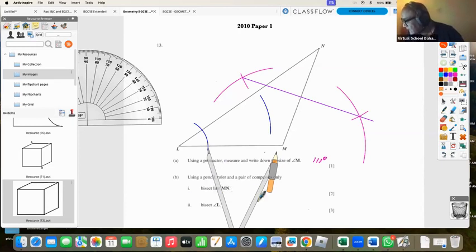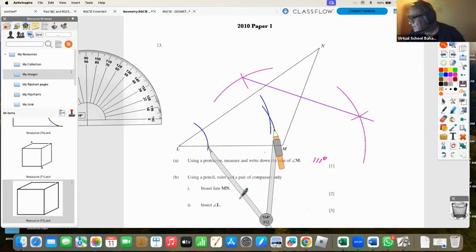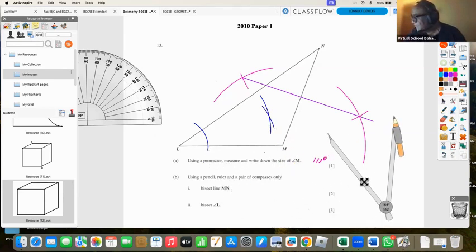We have to be careful not to change the radius and make sure the point is exactly where it crosses that line there. I go close to that line and make my mark there. Good. Is that good enough for you?